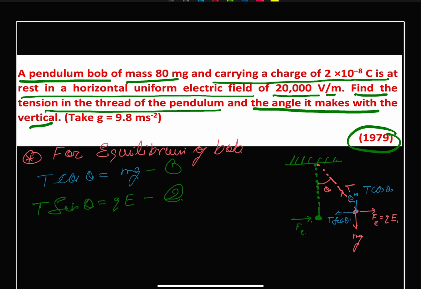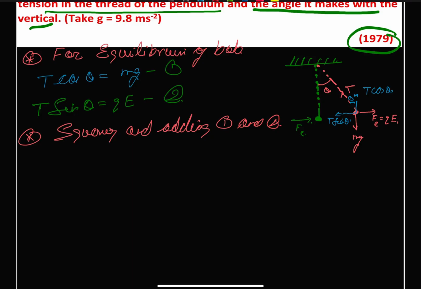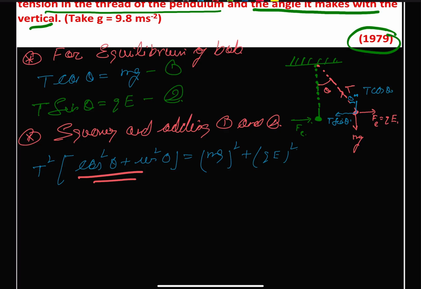If we square them and add respectively, squaring and adding 1 and 2, on the left side we are going to get T square as common, and then sin square theta plus cos square theta, which is equal to 1, and on the right side we are going to get mg whole square plus QE whole square. So we get our T will be equal to the square root of mg whole square plus QE whole square.